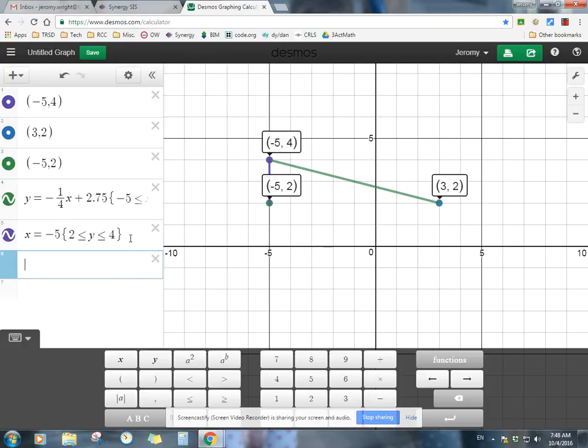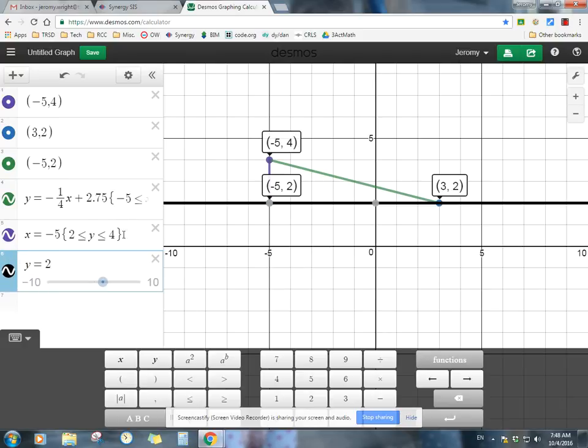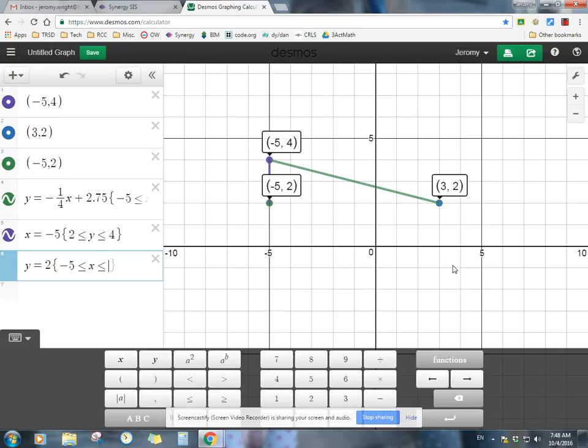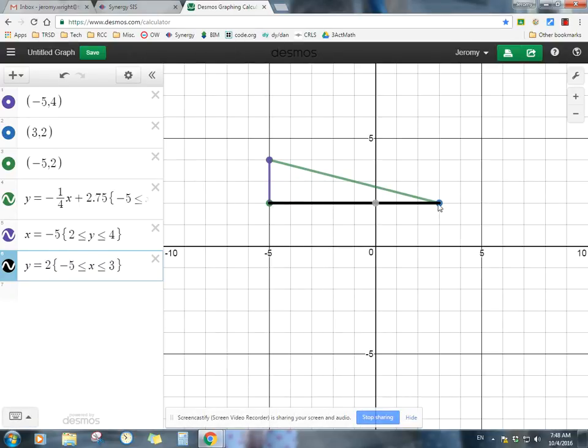There's the vertical line. Now the horizontal line, we're going to put in y equals 2, because that's the y value that describes this line. Put in our curly brackets, and I want it to go between -5, that's my lower x value, and +3. So now I've formed this triangle. I think that's about it.